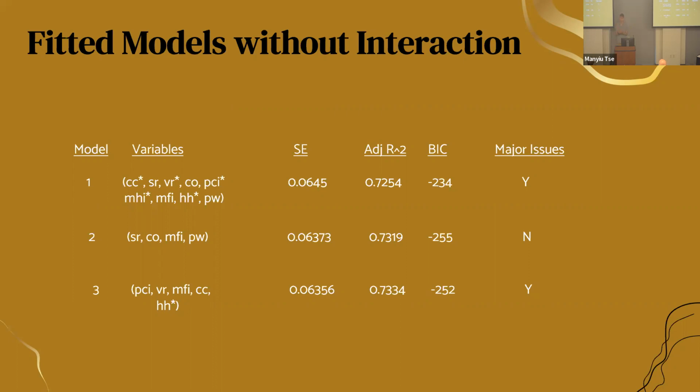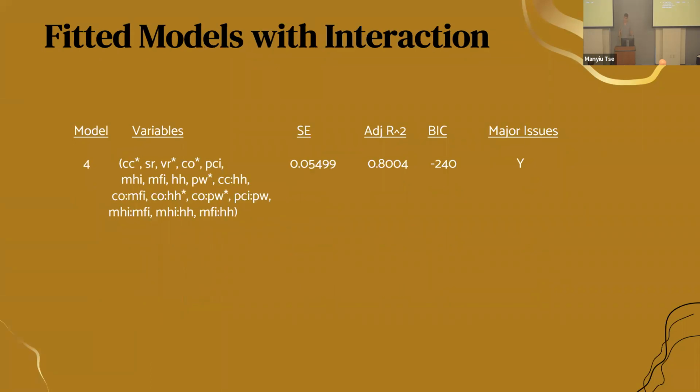We want a p-value of 0.05. We want it to be less than that. And HH was 0.2, which wasn't ideal. So I thought the best model without interaction was model number 2 from this slide. But then we added interaction.